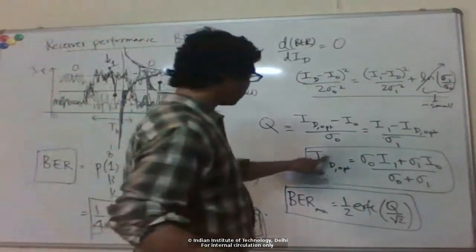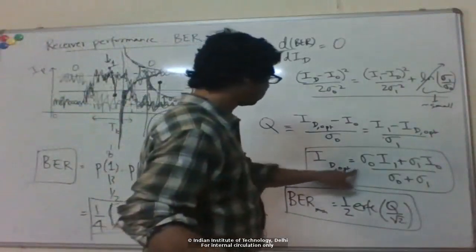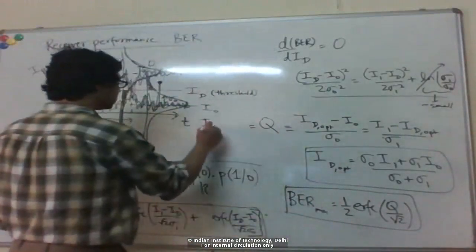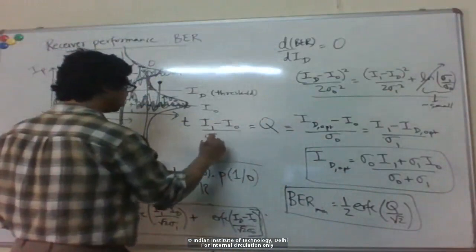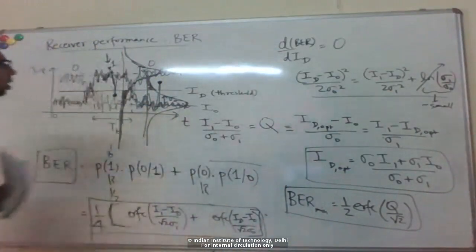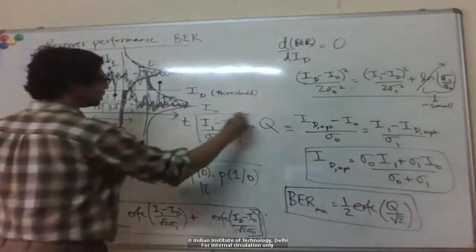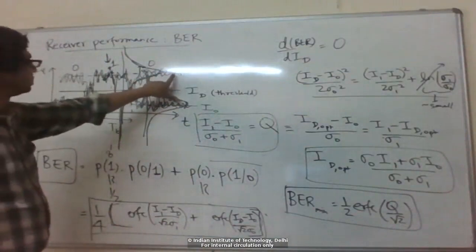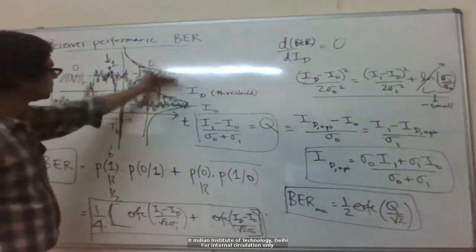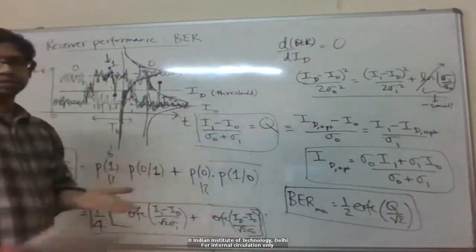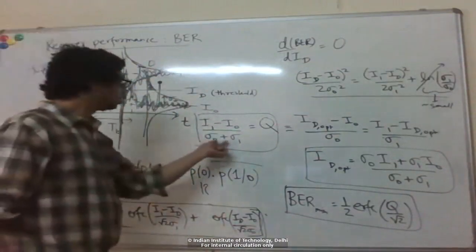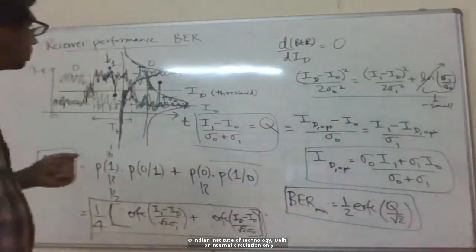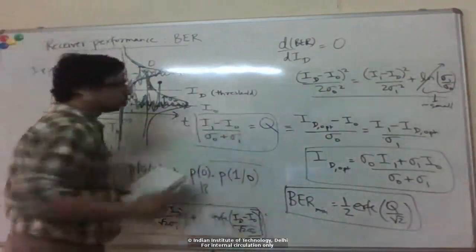So you can also plug this expression for the optimum value of the threshold into here to get the Q in terms of just I1 and I0 and sigma 1 and sigma 0. You see it's this. So I1 minus I0 is like your signal level, the difference in the currents between bit 1 and 0. And sigma 0 plus sigma 1 is sort of like the total noise level. So there's something like a signal to noise ratio you can see.